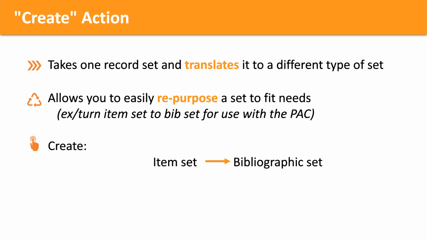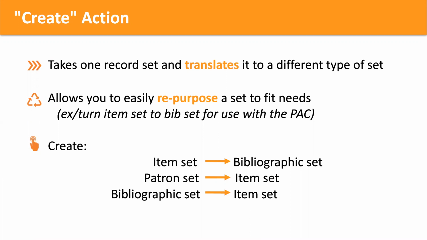So we saw how we can create a bib record set from an item record set, but what does the create action do in other record types? If you have a patron record set, you can create an item record set from your list of patrons. This will look at those patron records and add anything they currently have checked out into an item record set.